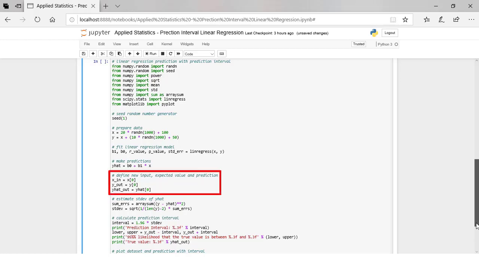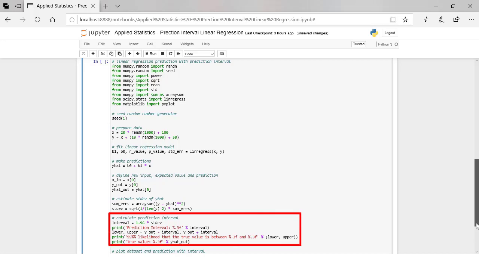Next, you can estimate the standard deviation in the prediction direction. Next, you can calculate this directly using NumPy arrays as follows. Next, you can calculate the prediction interval for a chosen input. You're going to use a significance level of 95%, which is 1.96 standard deviations. Once the interval is calculated, you can summarize the bounds of the prediction to the user.